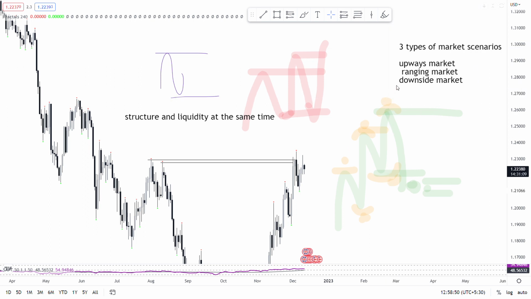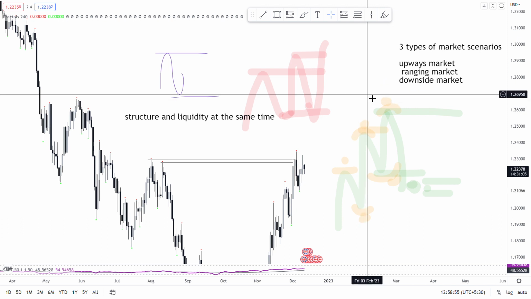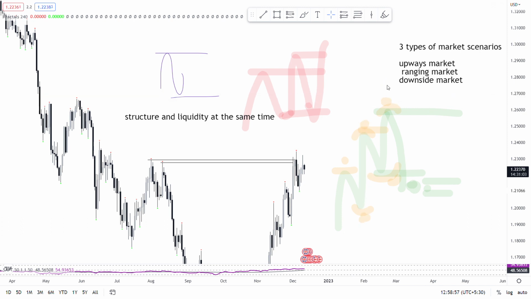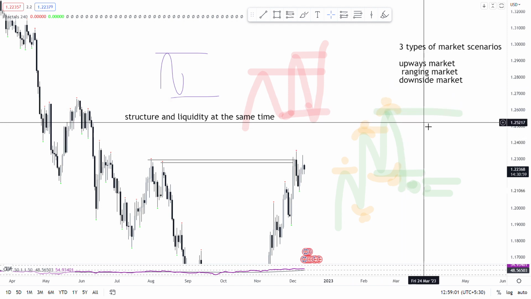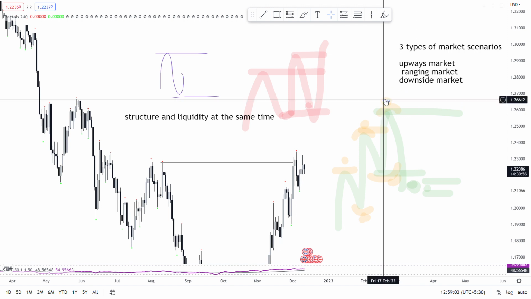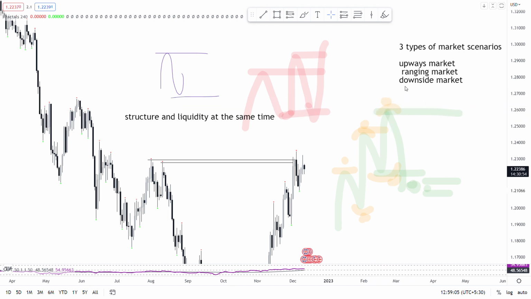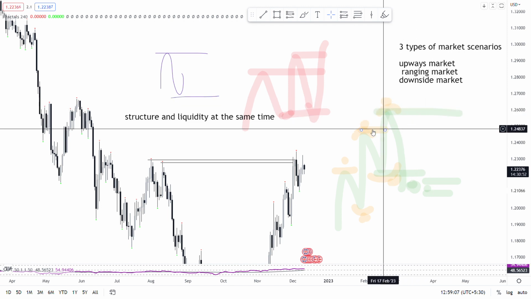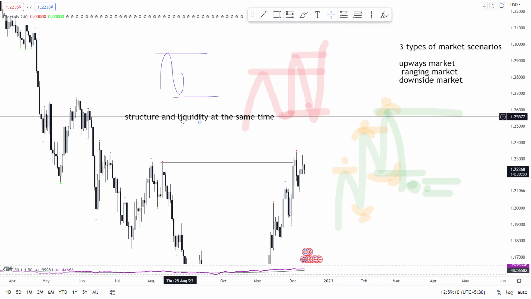Yeah, hi guys. In this video, I will show you how the market moves with the combination of structure and liquidity. I will explain how we combine the structure and liquidity in order to take some entries which I teach my one-on-one students, and I will show you sample examples of how to combine the structure and liquidity.